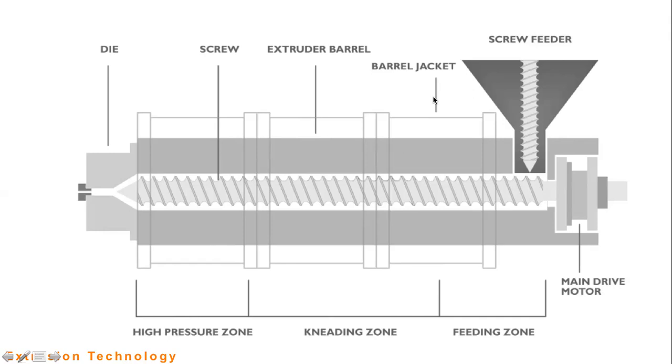So therefore this extruder has been developed by improving its qualities in safety. So we can see the barrel jacket to control the temperature and for safety. And the die, you know, the similar parts here.